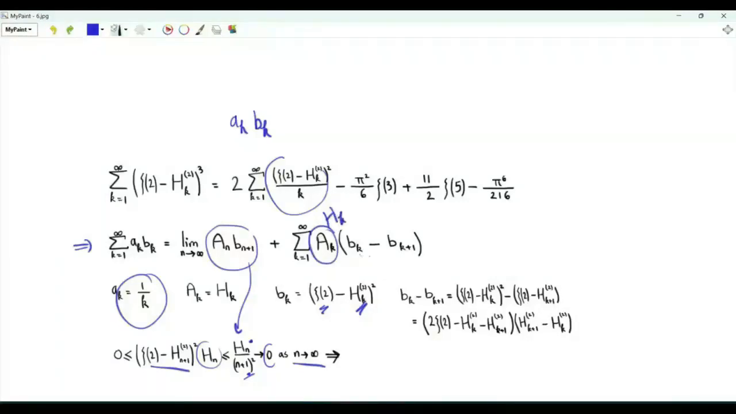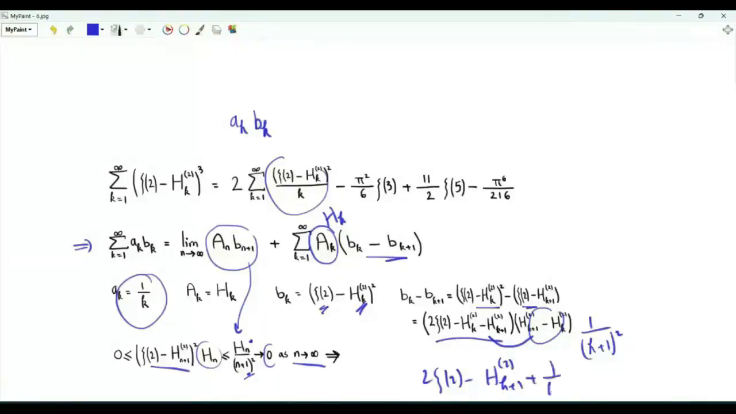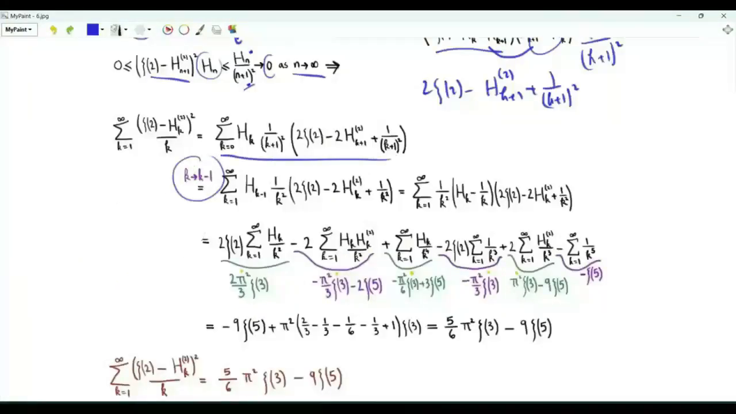a_k is h_k. b_k minus b_(k+1) is the difference of two squares, which is this product. This part is equal to 1 over k plus 1 squared. That one is 2 zeta of 2 minus h_(k+1) over k plus 1 squared. In this sum, change k to k minus 1. Write h_(k-1) as h_k minus 1 over k. Multiply these two brackets and split into 5 sums. We already know all of them.